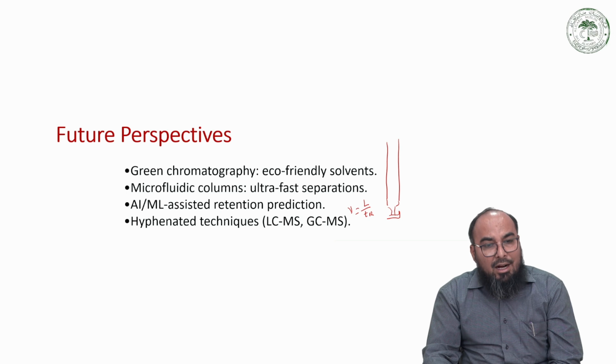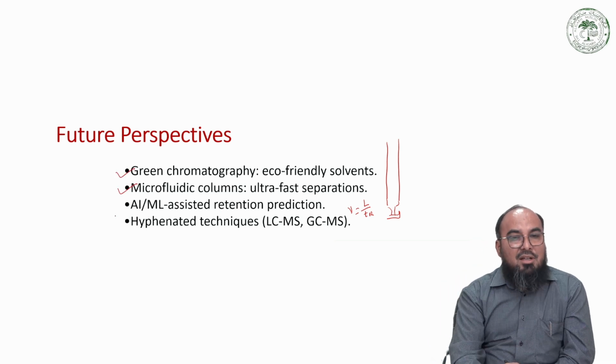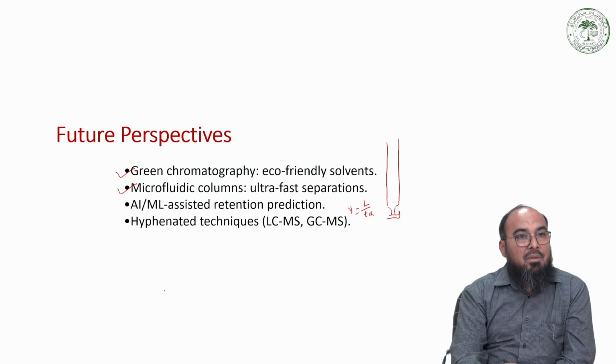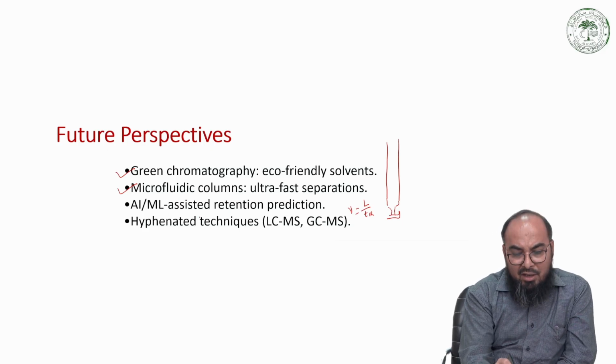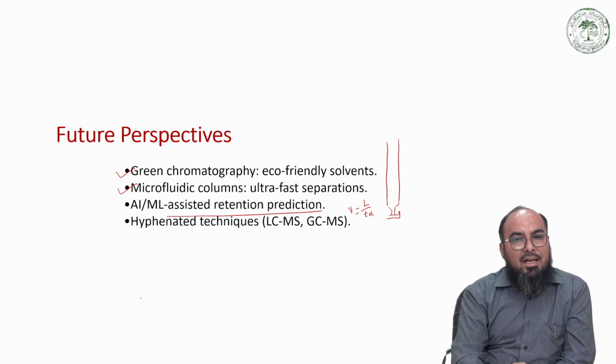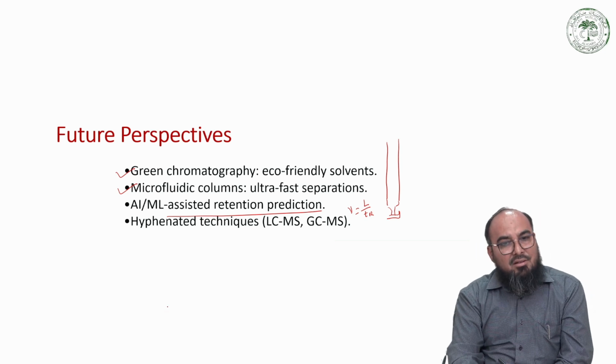Nowadays, AI is out everywhere. AI means we have to use artificial intelligence in a very intelligent manner, along with machine learning, that is ML. We have to use AI and ML hand in hand to have very good retention prediction. Before running in a lab, we can get an idea of which type of solvent is better for which type of stationary phase. If we get an idea, then it will definitely save our time. It will save our resources.